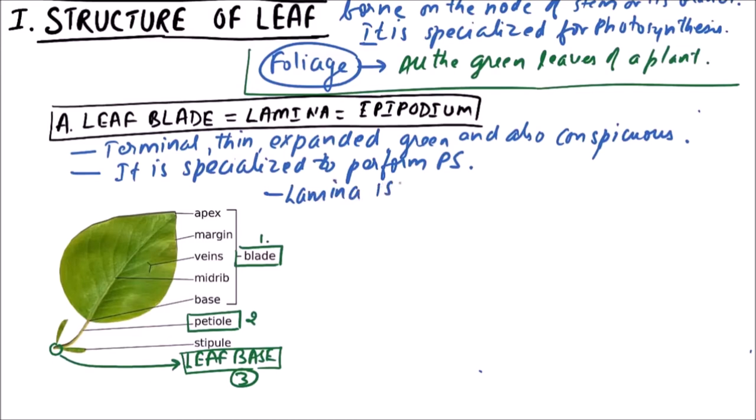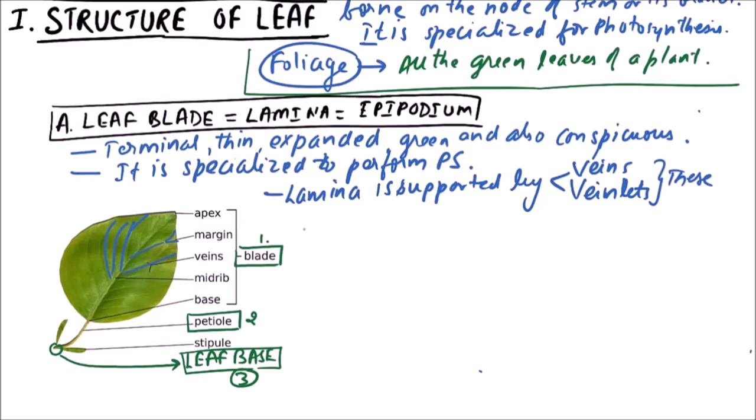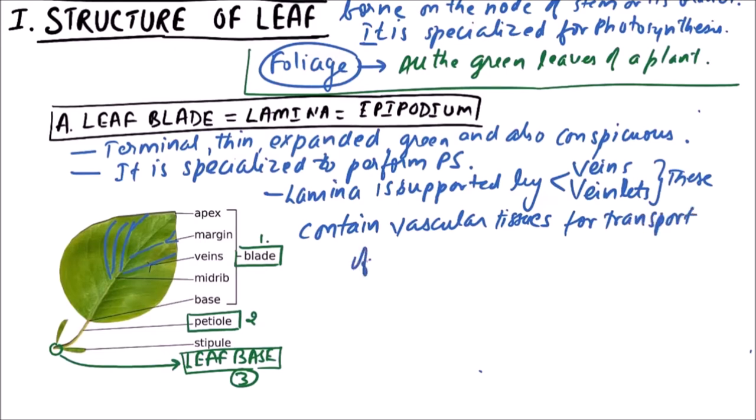Lamina is supported by veins and veinlets. We can observe the veins coming here like this, and the finer branches will be termed as veinlets. These veins and veinlets contain vascular tissues for transport of water, minerals, and organic food.